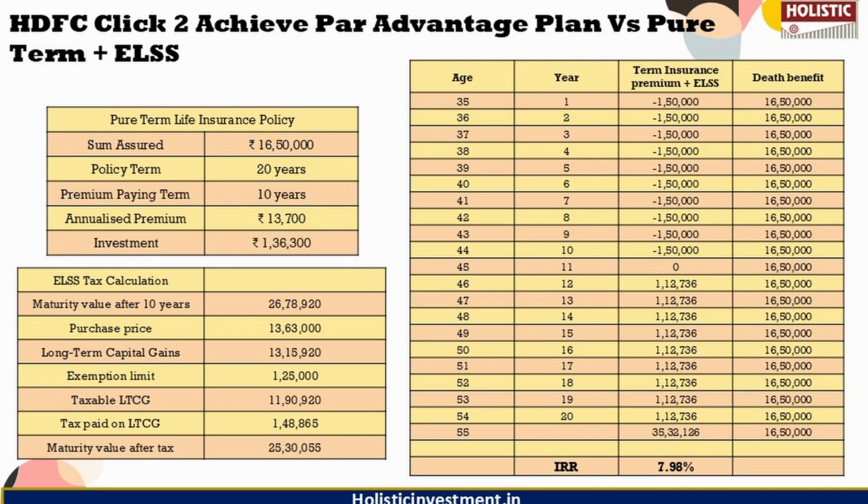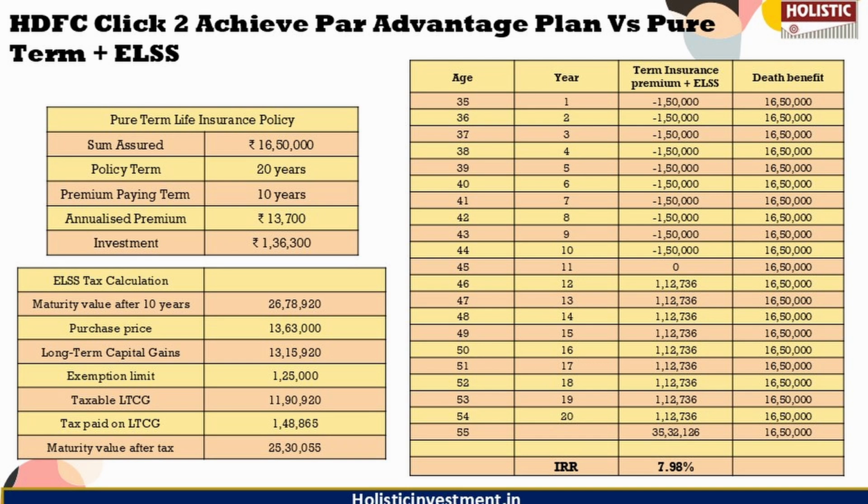Similarly, we will consider a similar survival benefit and a maturity payout as projected in the 8% scenario of the HDFC policy. So, what we are going to do is decouple insurance from investment. For life insurance purposes, we are going to invest in a pure term life insurance policy. The cost would be 13,700 rupees per year, leaving 1,36,300 annually for investment. This amount will be allocated to generate both regular income and a final maturity benefit.